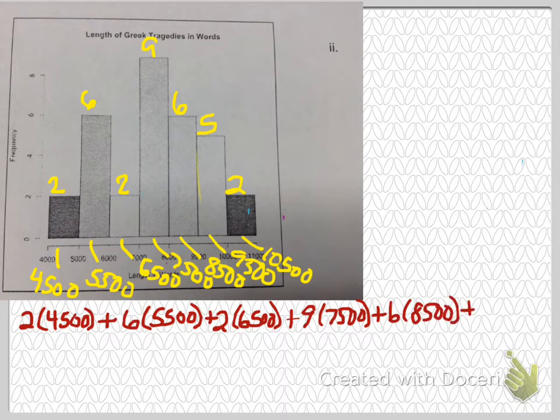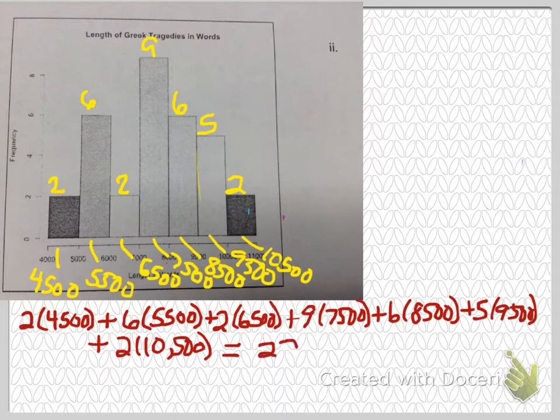We'll add that to 5 times 9,500. And then we will add that to 2 times 10,500. And if you put all of that in a calculator, you can pause this for a second if you're trying to compute that. Whenever you're finally done computing, we have 229,000. So 229,000 words. That's going to be at the top of our division problem.